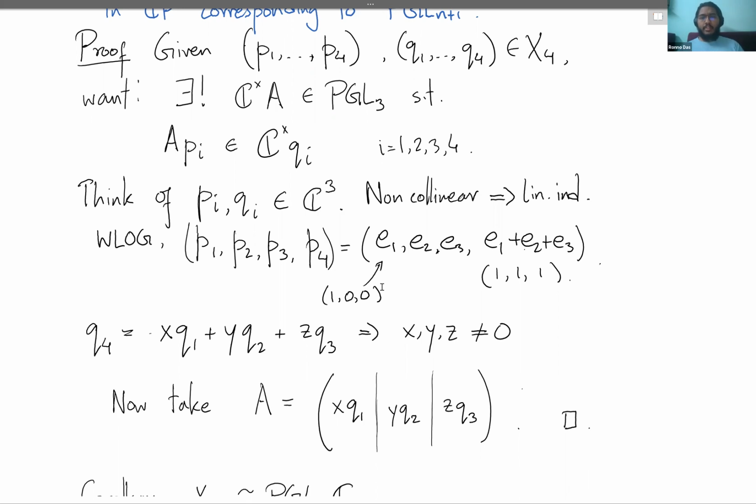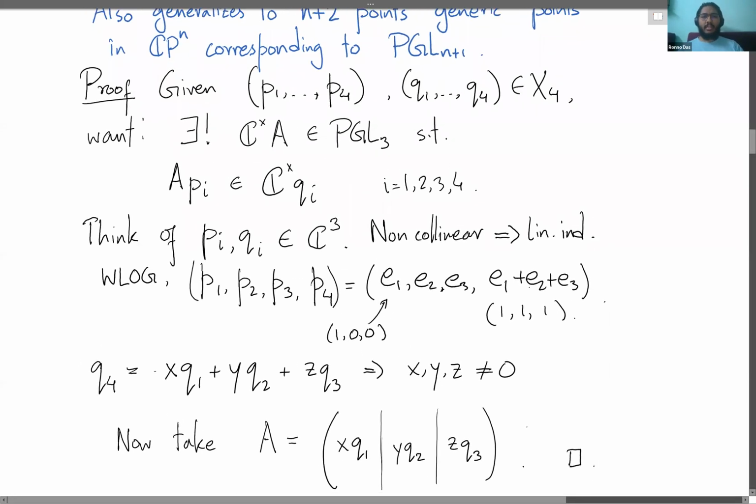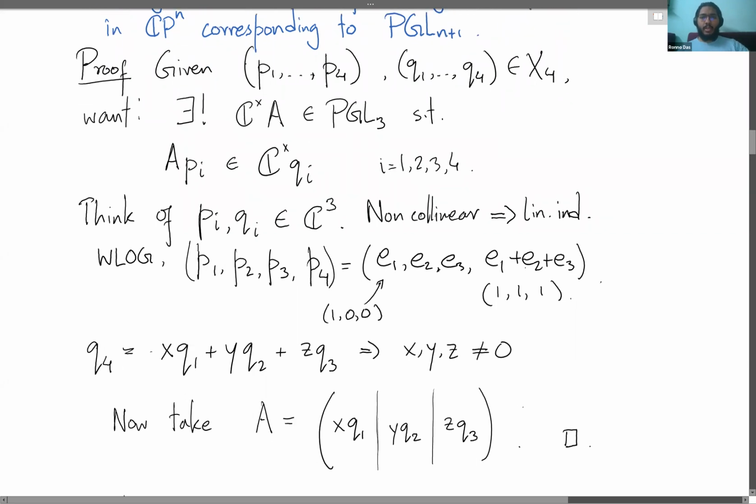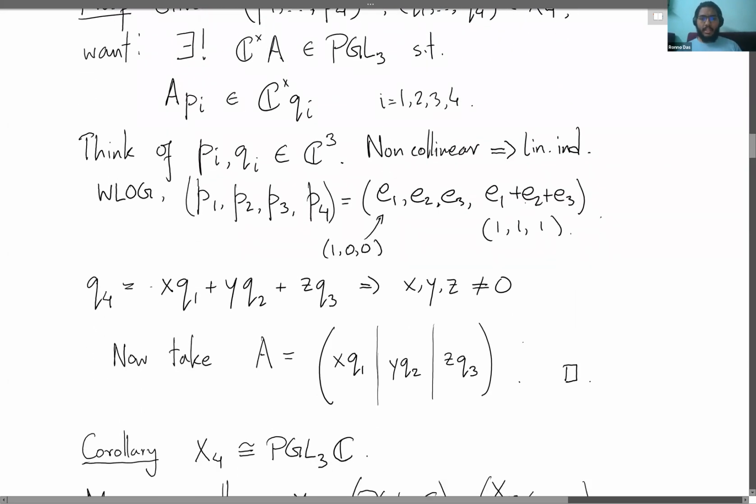So you get that all these coefficients are non-zero, and then you can just take the matrix xq1, yq2, zq3, the 3 summands of this linear combination. And it's also not hard to check that you have to take this matrix up to a scalar multiple. So that proves that there's a unique matrix that takes P1 through P4 to Q1 through Q4. And so that proves this simply transitive statement.